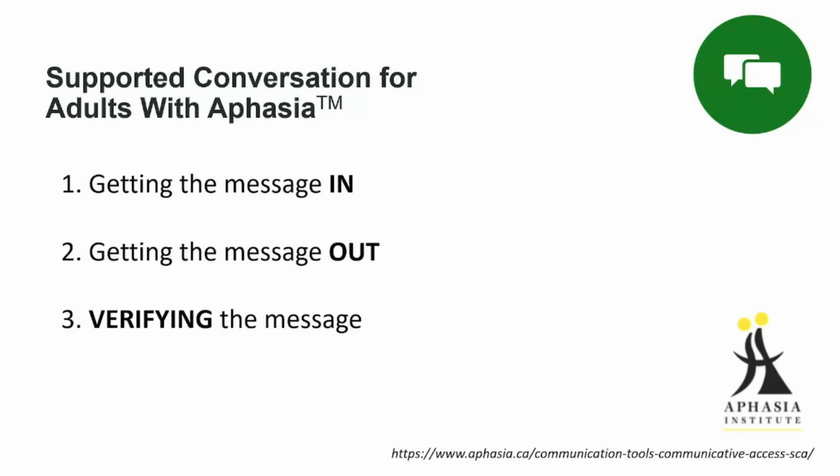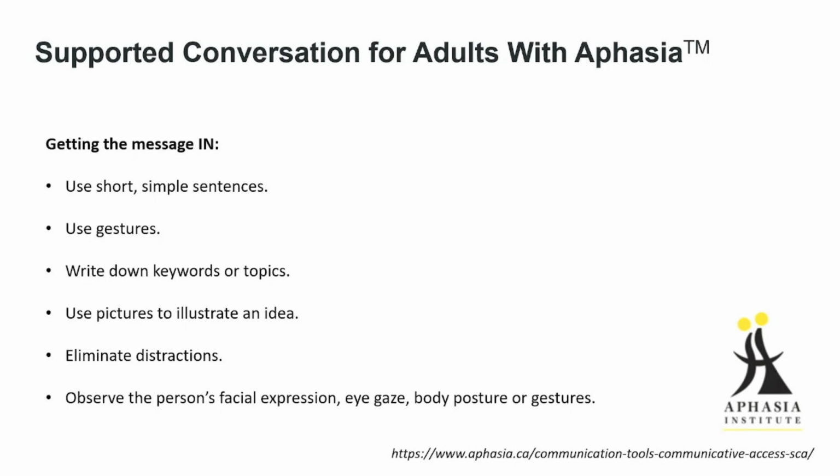So some things that can help a person with aphasia get the message in and understand it is using shorter, simpler sentences, using gesture perhaps to support our meaning. Write down maybe some key words or the topics so that the person with aphasia is not having to rely on auditory input alone. They might also see some key words to help them follow what's happening. Sometimes pictures can help just to support the idea, minimising other distractions. And then reading those other cues in communication. We don't just communicate with words, we communicate with our body, with our facial expression, with our gestures.